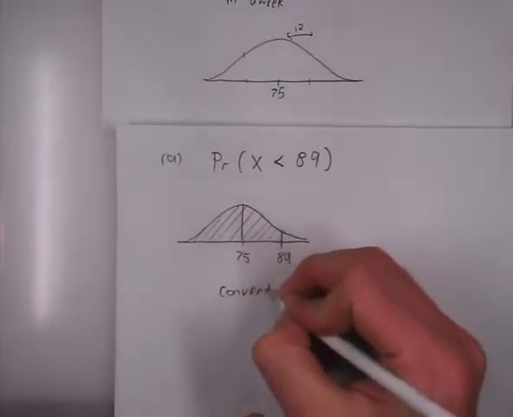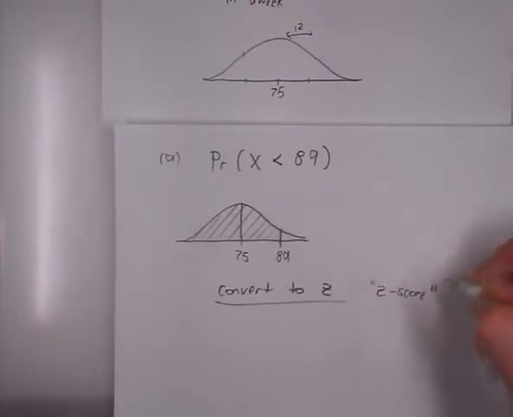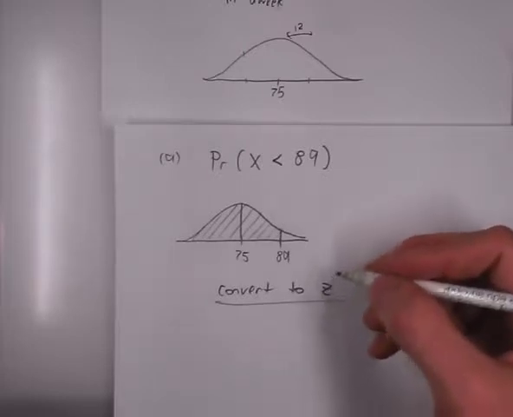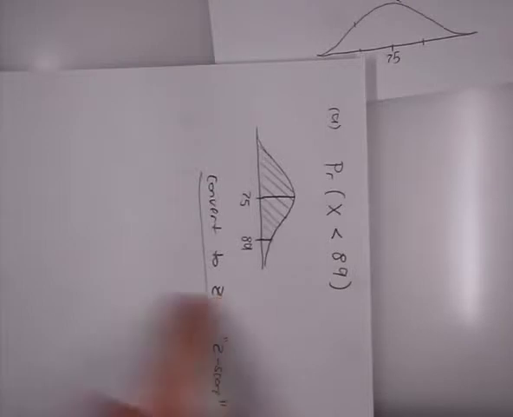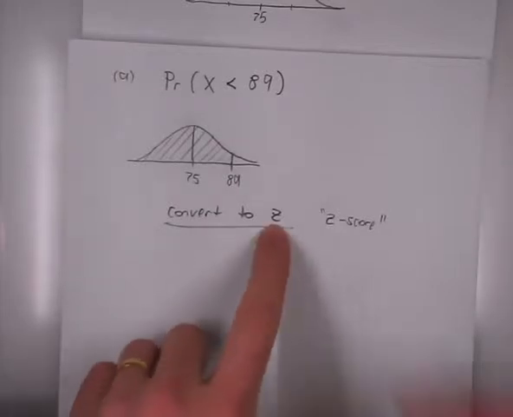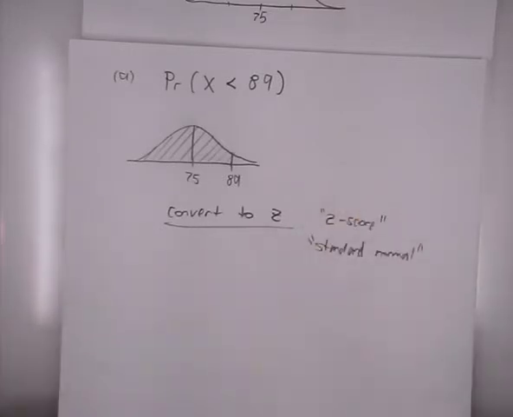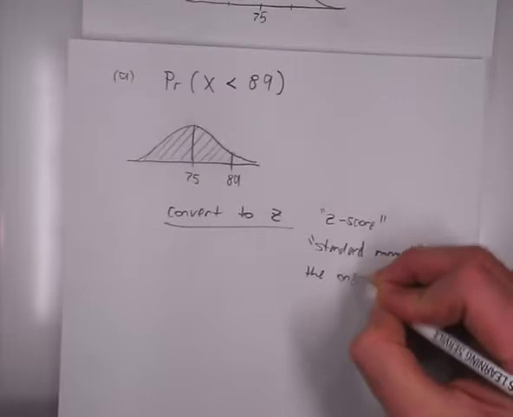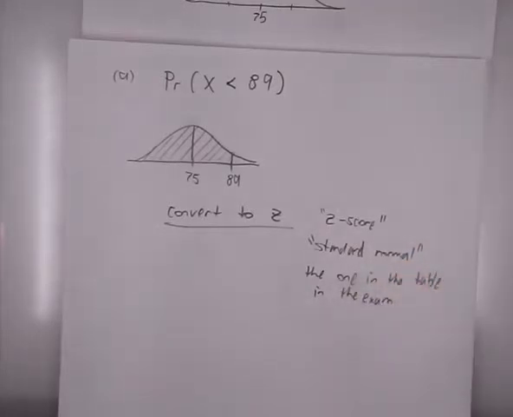So convert to Z. And you might think of this as, they might call this a Z-score in your lecture notes. So any normal distribution can be converted to this one in the table. And we call it Z, I don't know why. Perhaps there's a German word that means normal that starts with Z, or perhaps it's just because it's an N on its side. Who knows? And maybe N was already used for something else, so they had to use a different letter. But Z is called the standard normal distribution. Standard normal, and it's the one that's in the table. It's the one in the table in the exam, basically.